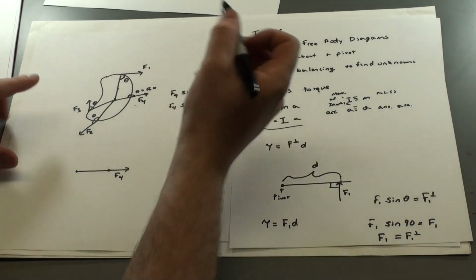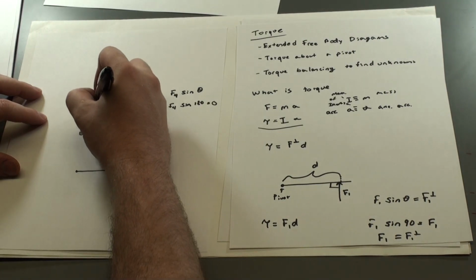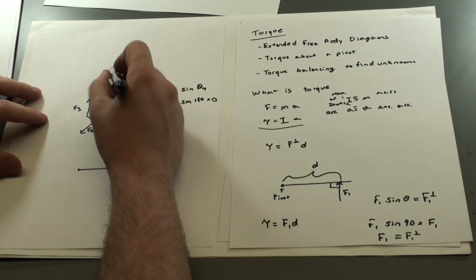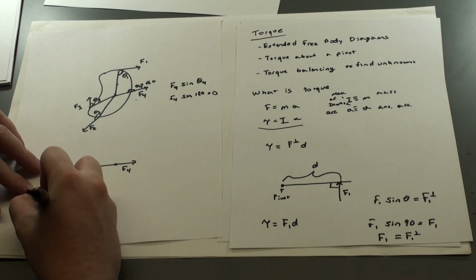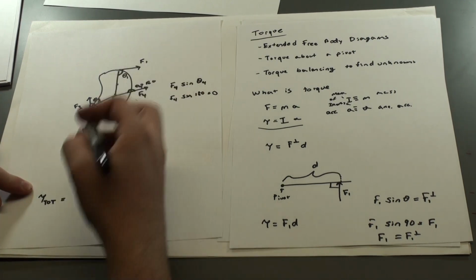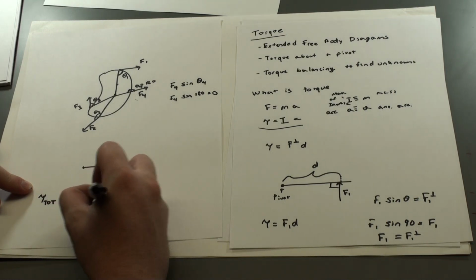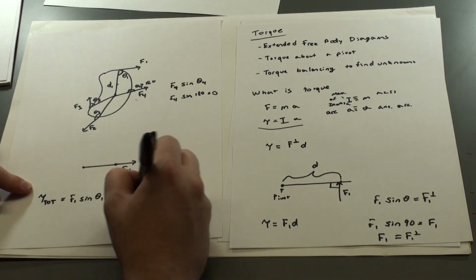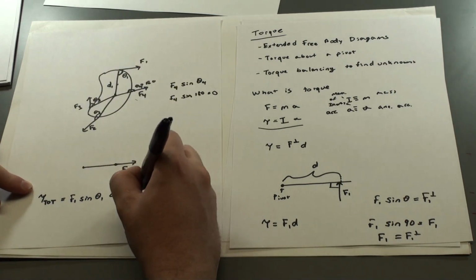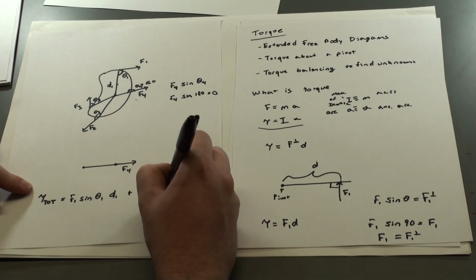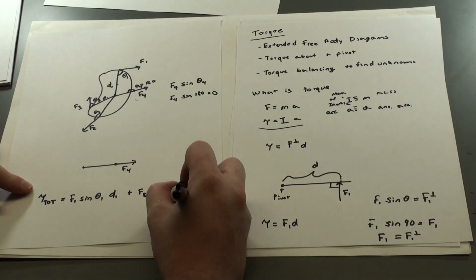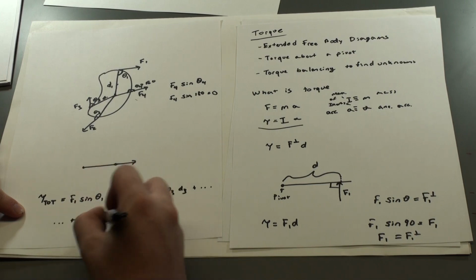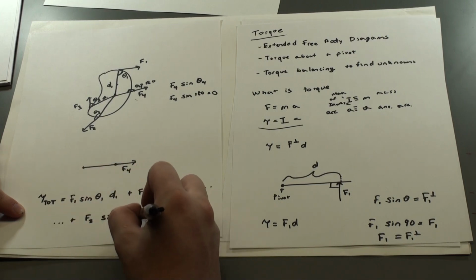So then the other things, we should probably label these. These are theta 1, theta 2, theta 3, and then theta 4. So this would be theta 4, with theta 4 being 180. So if we wanted to find out all these torques, the total torque, tau-total, is equal to force 1 sine theta 1, and then we also have to pay attention to the distance, d1, plus force 3 sine theta 3 times d3, plus force 2 sine theta 2 times d2.